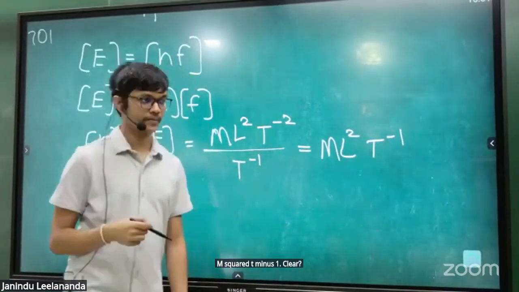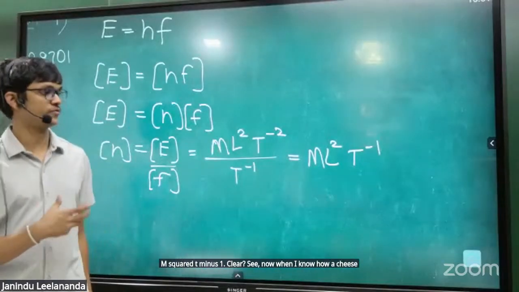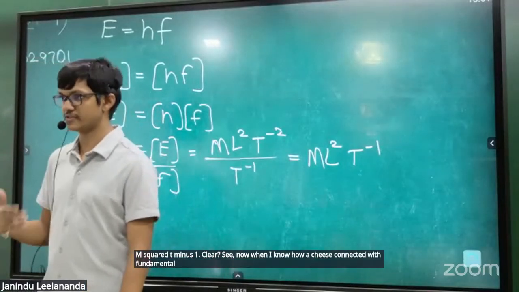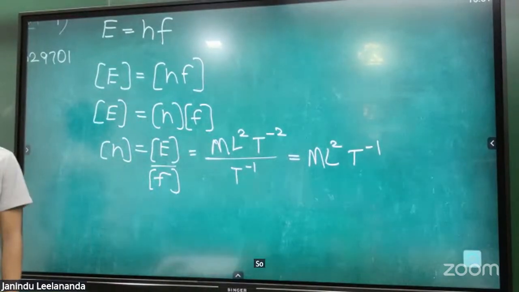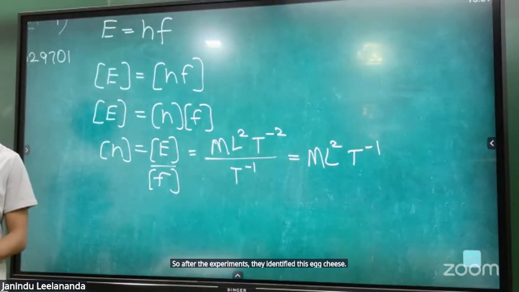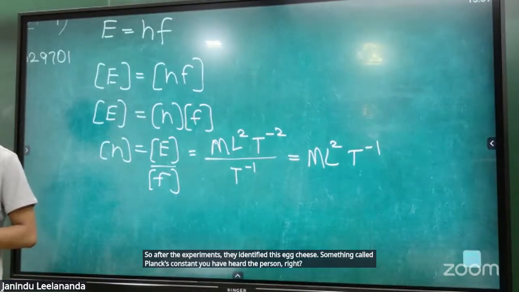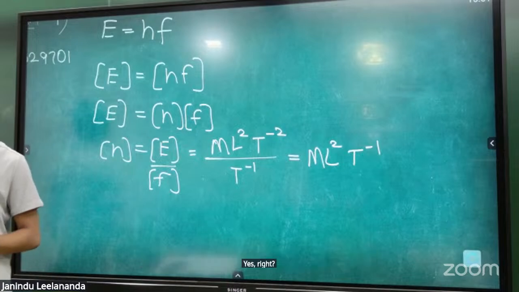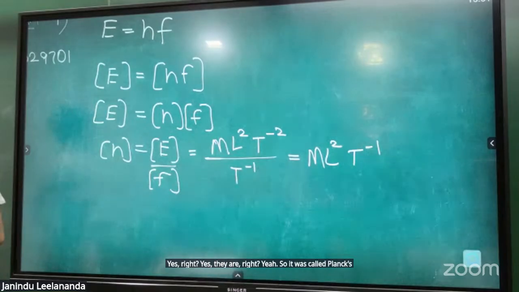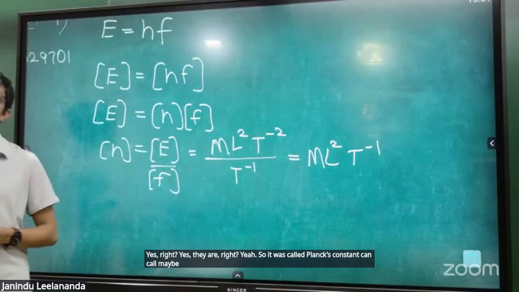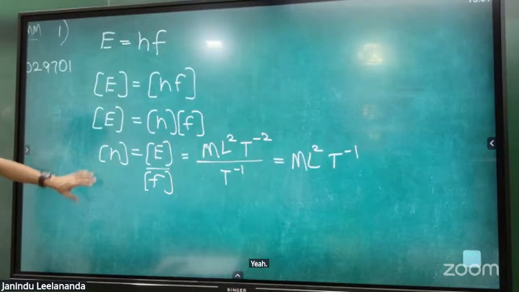Clear? Now when I know how H is connected with fundamental physical quantities, I have some pointers to do experiments on H. After the experiments, they identified this H as something called Planck's constant. You have heard of the person, right? In chemistry? Yes, it was there. So it was called Planck's constant; we can call him maybe the father of modern science.